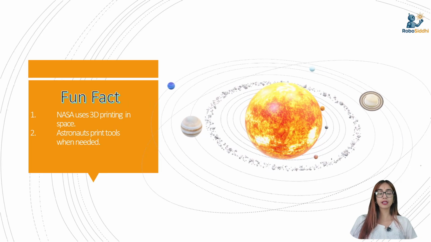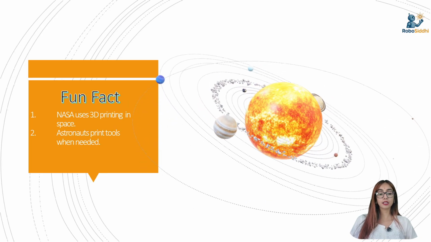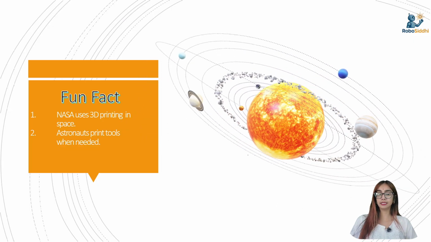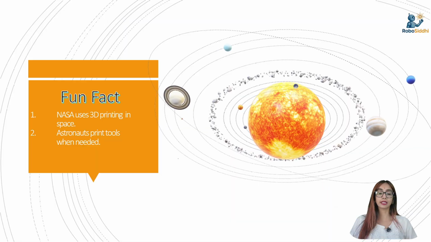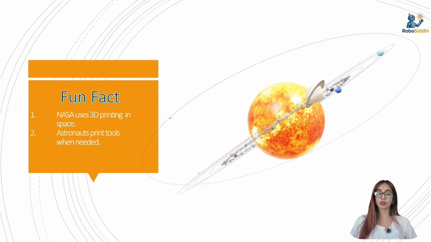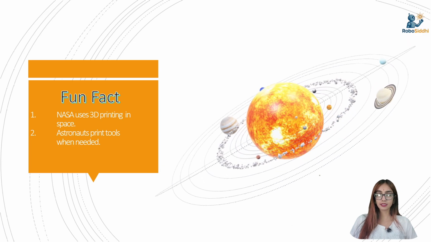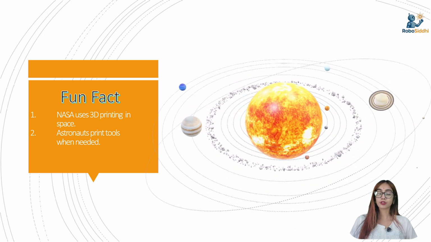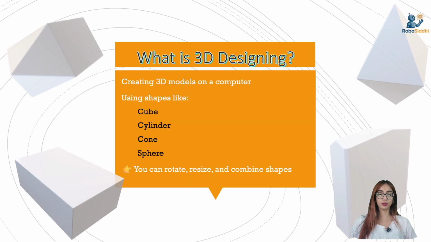Moving forward, here's a fun fact: NASA uses 3D printing in space. Astronauts print tools when needed. So now you have the information that 3D printing is not a small thing, not a basic concept, because NASA is also using it, right? Astronauts print their tools, or maybe some rocket parts could be printed from 3D printers. So it is that important. That's why this video is important for you guys.